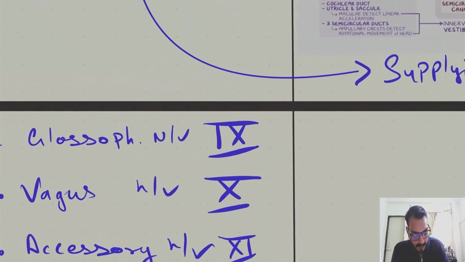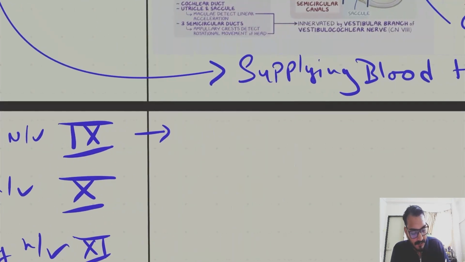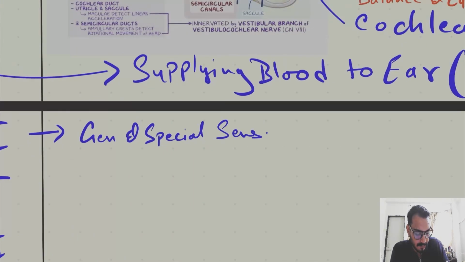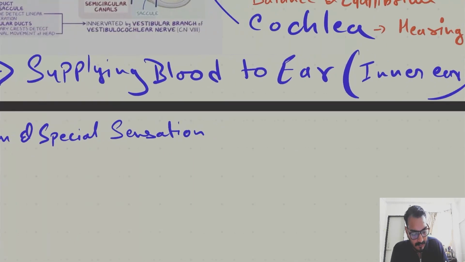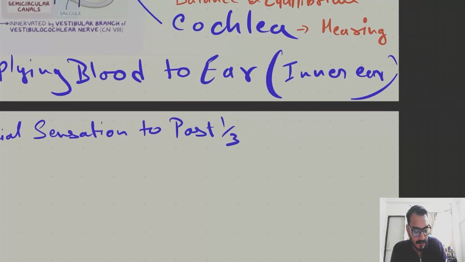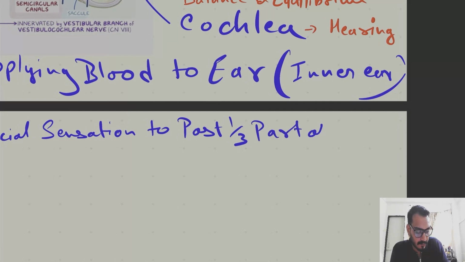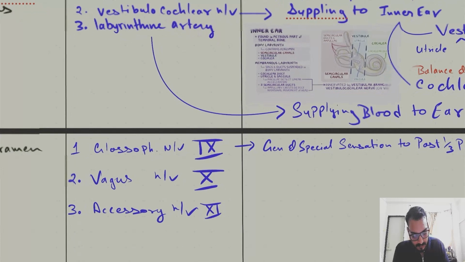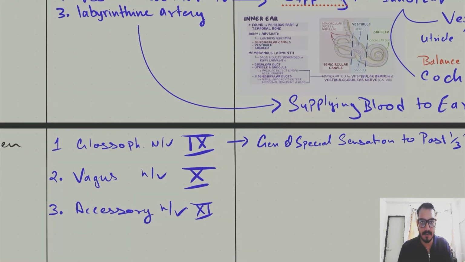This glossopharyngeal nerve will give general and special sensations to the posterior one-third part of the tongue. Important to know is this much only.